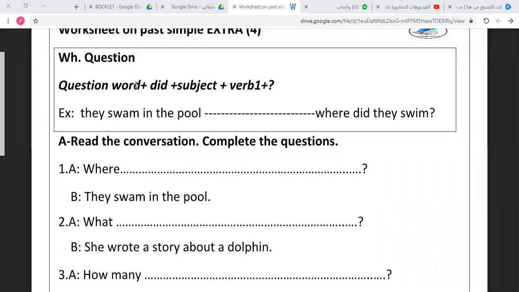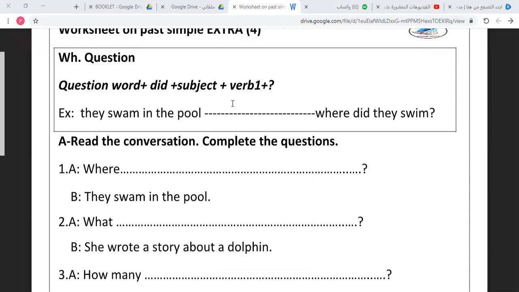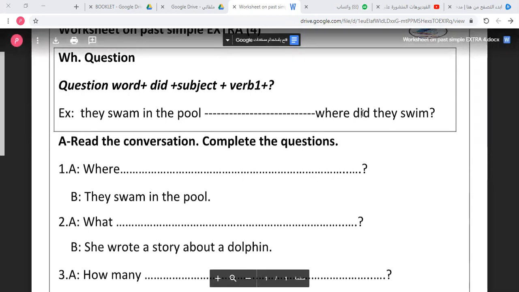And what should we do after that? After that, we put did. And what next? Next, we put the subject. And what happens after the subject? We put verb one. For example, they swam in the pool. We want to ask using where. We put the question word where, and then the helping verb did, and then the subject they, and then verb one.